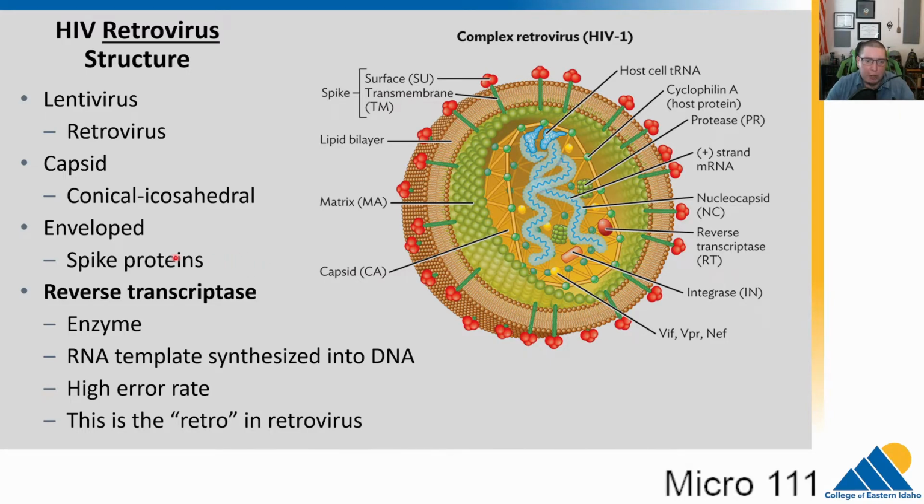In the genome, there's this encoded protein called reverse transcriptase. This does the reverse of transcription. It takes RNA and converts it into DNA. This enzyme has a very high error rate. It does not proofread and makes lots of mistakes. That leads to rapid evolution here. This is the retro in the name retrovirus. It's not like they're throwbacks or anything like that. It's because they're converting backwards.